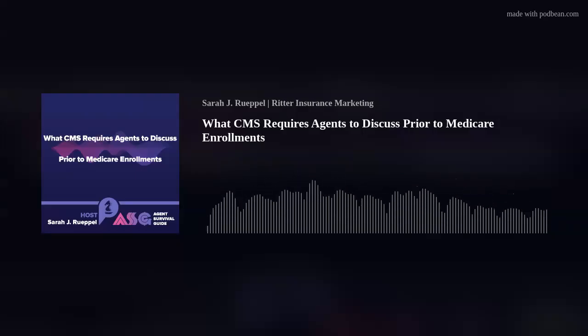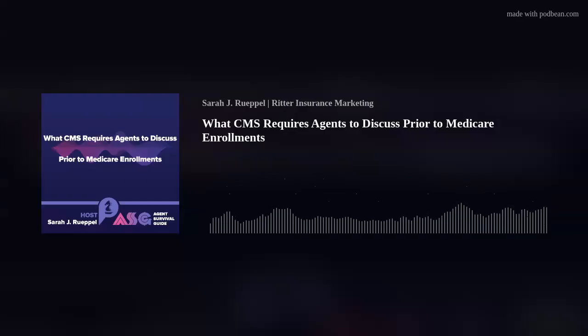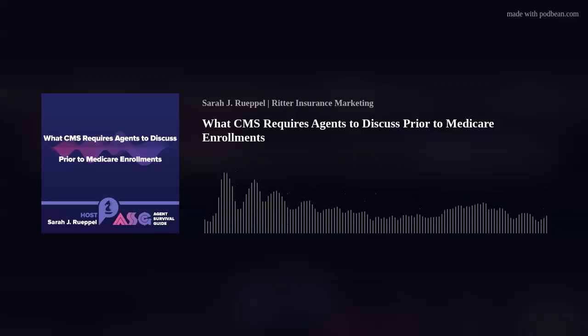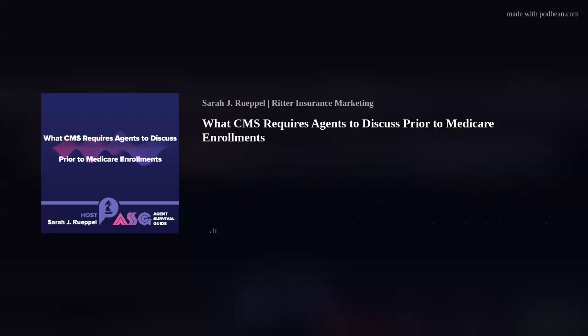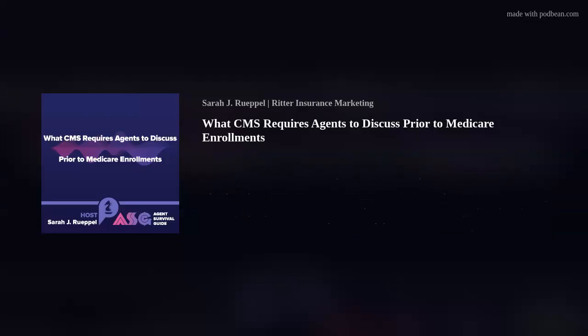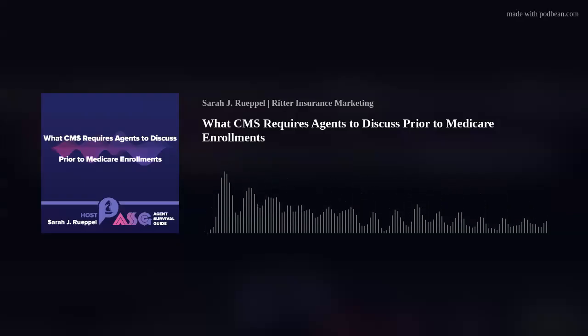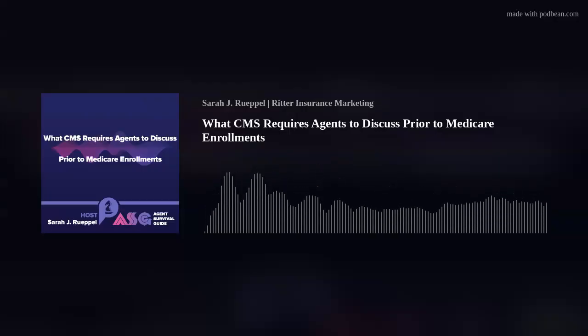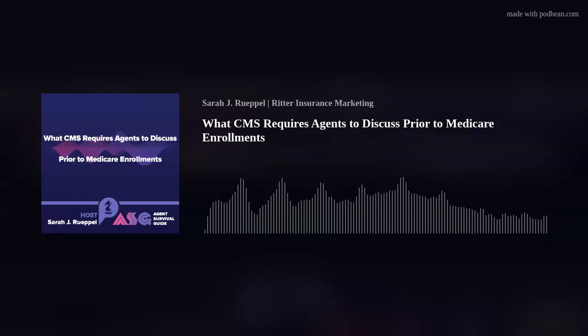Number 7, effect of a Medicare coverage change. Explain the potential effect that enrolling in this plan will have on current coverage. In some cases, electing new coverage may mean that the individual is disenrolled from current coverage, for example, another Medicare Advantage plan or a Medicare supplement plan. Make sure the beneficiary understands what will happen and the effects of losing that coverage. It's also important to discuss the effective date of the new plan and when the beneficiary can expect current coverage to no longer be in effect.